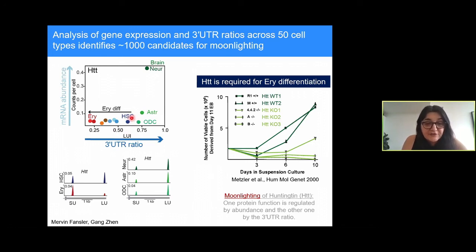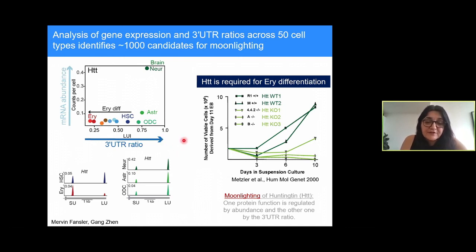And interestingly, during erythrocyte differentiation, the mRNA levels basically don't change. But what changes dramatically is the 3'UTR ratio, what is also depicted here. So this led us to propose that Huntingtin has one function which is regulated by abundance in the brain, but has another function where it's regulated by the 3'UTR ratio, and this is important for erythrocyte differentiation.